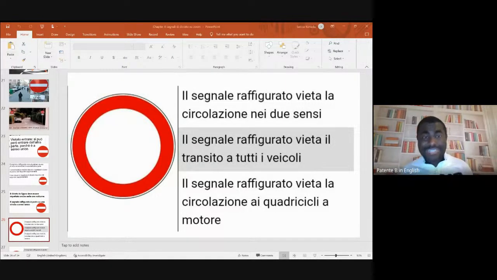The second one says that il segnale raffigurato vieta il transito a tutti I veicoli. And the answer is also true. So this signal, the transit of all vehicles, they are forbidden.